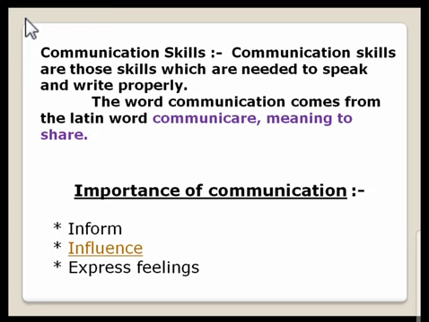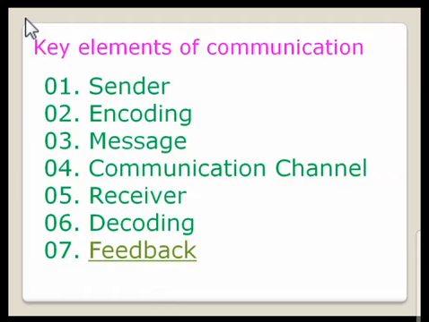Now, the next part is key elements of communication. There are 7 elements. First one is the sender. Second one is encoding. Third one is message. Fourth one is communication channel. Fifth one is receiver. Sixth one is decoding. Seventh one is feedback.